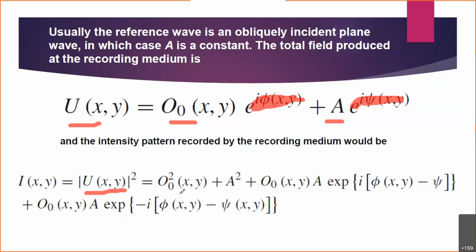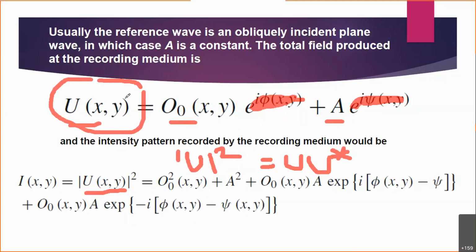Now if you take the intensity, again the same formula. If you open it up, mod of u squared will be u into u star, where star represents the complex conjugate of this quantity u. Even if you take the complex conjugate, you see there is no i component, so u star and u will be the same value. That's why you will get only these two terms. The third and fourth terms will not be there. Of course 2 times O A or something will be there, but this phase component will not be there.